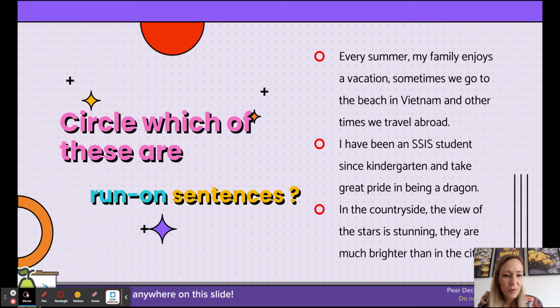And let's look at number 3. This also has the comma splice issue. This is a run-on sentence. In the countryside, the view of the stars is stunning, period. They are much brighter than in the city, period. Okay, so if we turned this comma after stunning into a period, we would have 2 correct complete sentences.